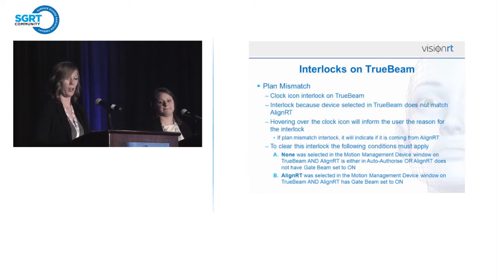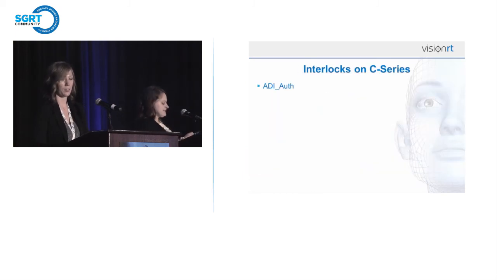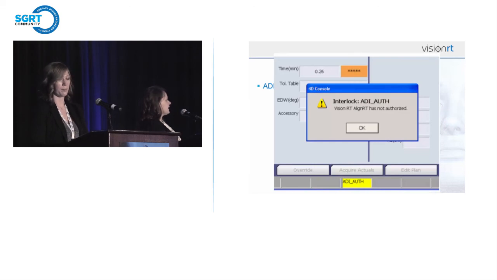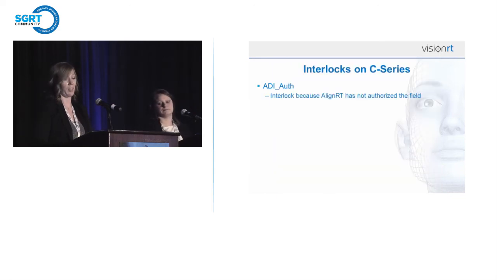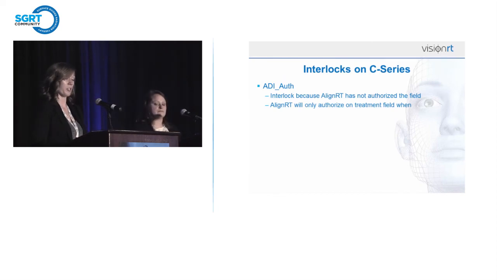Now our ADI off. Just a picture of this. You would see the yellow interlock at the bottom of the 4D ITC screen. If you click on it, it'll just tell you that AlignRT has not authorized. This is an interlock, like she said, because AlignRT has not authorized the field, and AlignRT will only authorize the treatment field on C-Series when?